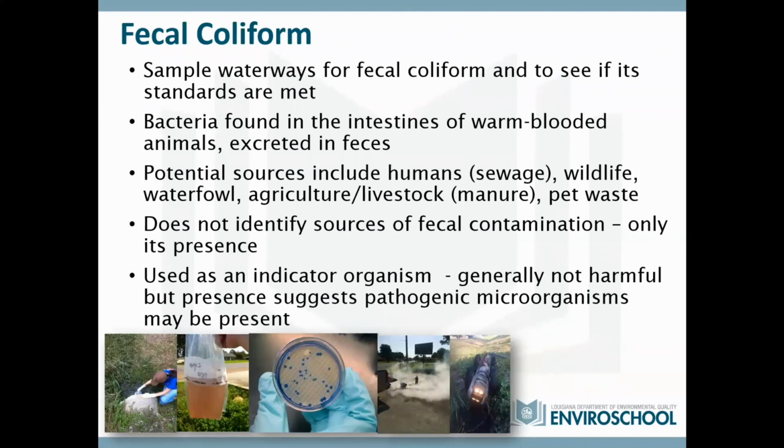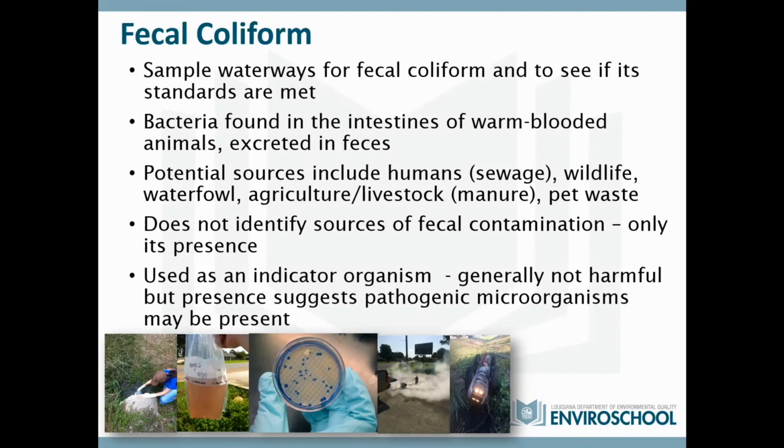So we have standards for fecal coliform. Basically, we sample all the waterways for different pollutants, and fecal coliform is one of them, just to see if the standards are met for them. Just to explain what fecal coliform is, basically it's a bacteria that's found in the intestines of warm-blooded animals, and it's excreted in their feces. It can come from humans, pet waste, agriculture, livestock, anything like that. Basically any kind of warm-blooded animal can excrete fecal coliform.